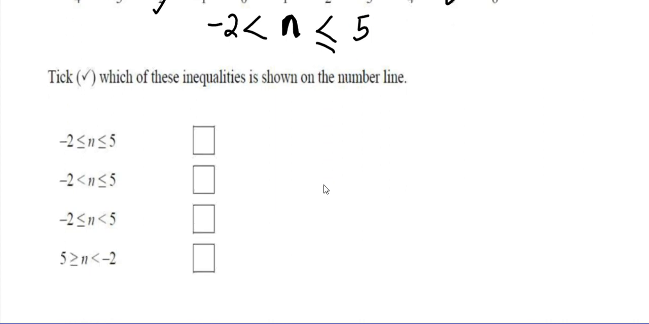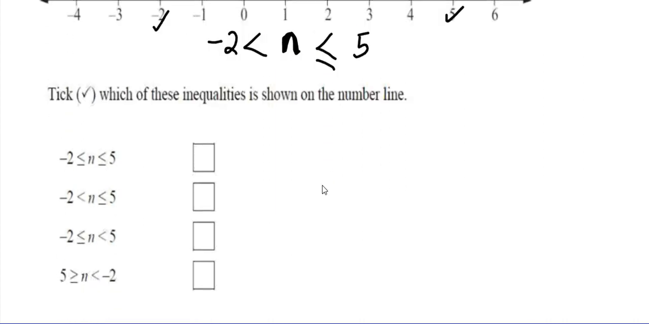And the inequality that represents that number line will be this one here: -2 is less than n, and n is less or equal to 5. So you tick this box over here. Right. Then let us proceed.